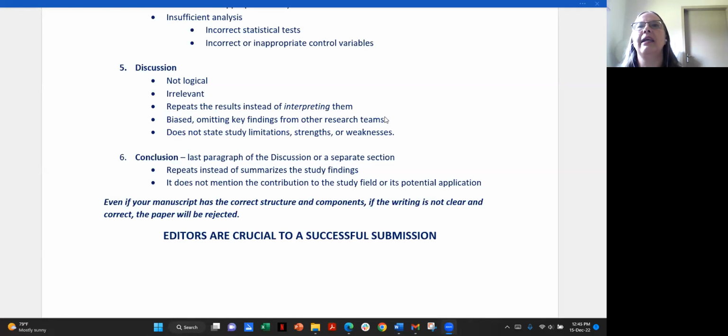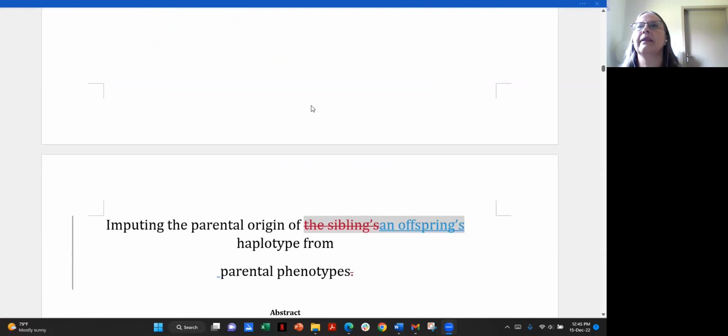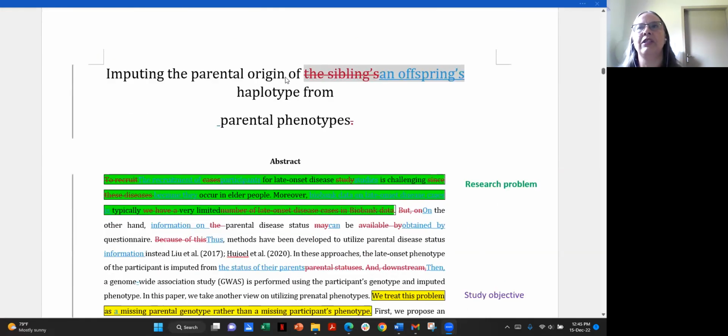So overall, it's important to remember that even if your manuscript has the correct structure and the correct components, if the writing is not clear and not correct, the paper will be rejected. And that's why editors are crucial to a successful submission. Now I'm going to be showing you an actual paper that has been edited by me, and show you some tips and tricks of how to write in a good manner.